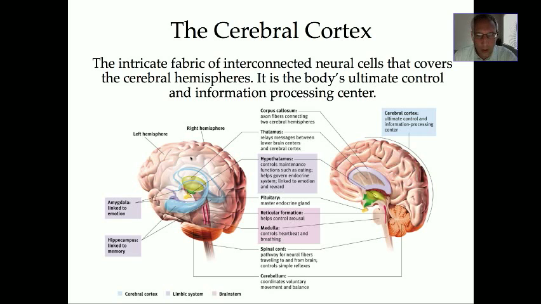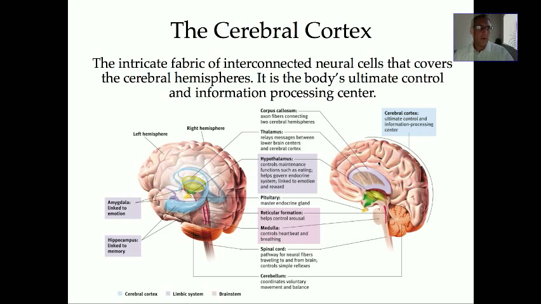So we have two hemispheres, and we'll talk more about hemispheric specialization a little bit later. But this outer brain is called the cerebral cortex. And this is our CPU. This is where we process information. This is where we make connections.